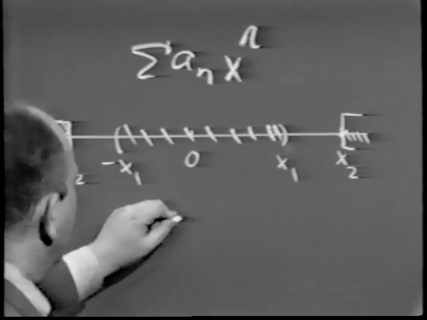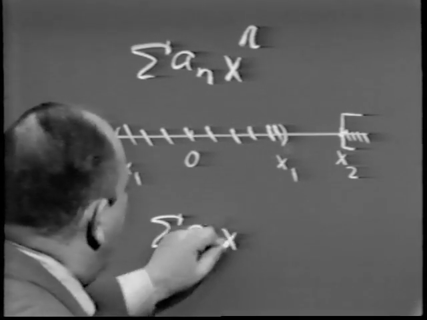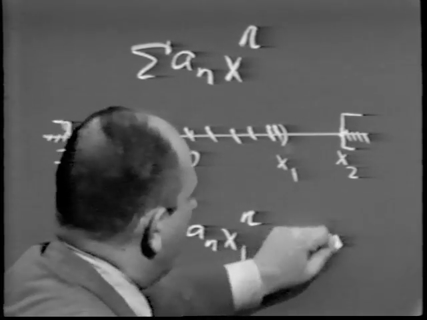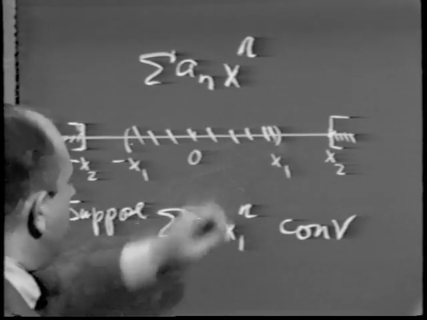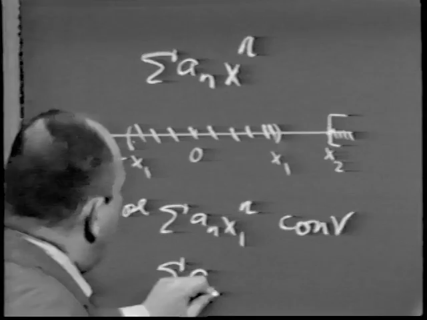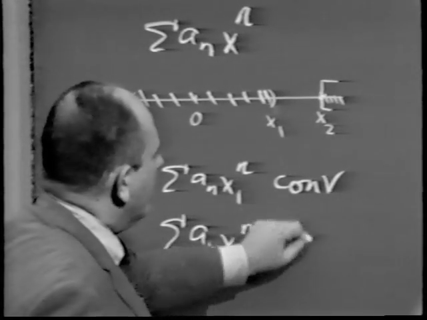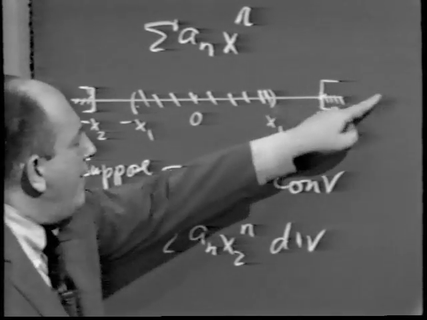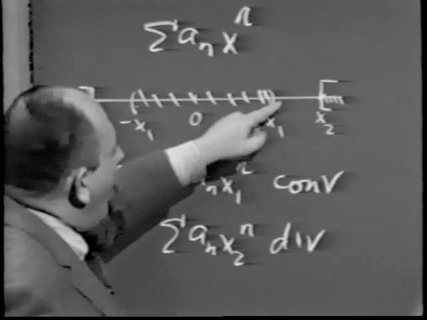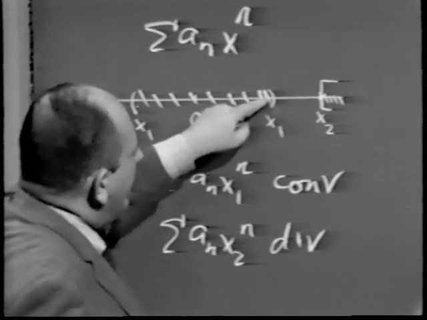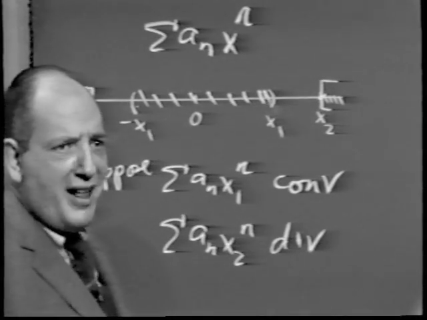Suppose, for the sake of argument, a n x1 to the n converges. You just suppose this. That gives us this picture. Suppose a n x2 to the n diverges. Then we know that the series diverges for all larger values of x. Now we know how the series behaves exactly except in the interval between x1 and x2.